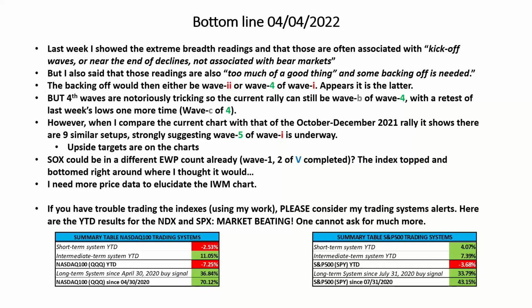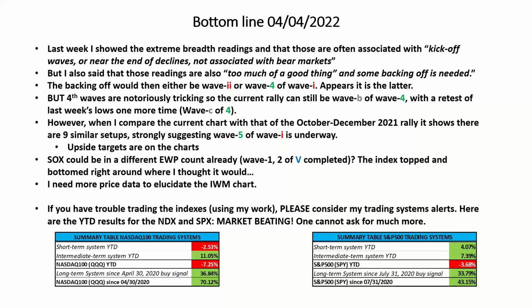Semiconductors could be in a different Elliott wave count, in that wave 1 and wave 2 have already completed. Why? Internally, the price action looks like a leading diagonal off the lows made earlier this month or earlier last month. It has so far topped for this wave 1 and bottomed for this wave 2, kind of where I was anticipating it would.